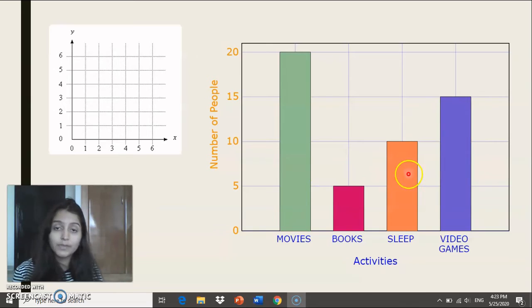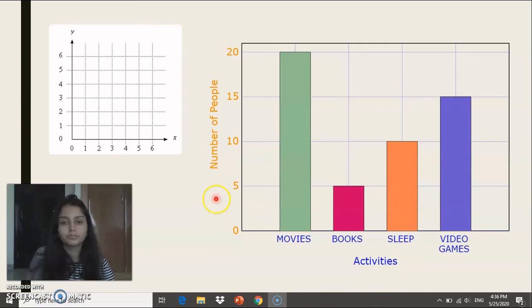Okay, sometimes they can also ask you, how many more people liked watching movies than reading books? In that case, you can see that the number of people who liked watching movies are 20, and the number of people who liked reading books is just 5. So since 20 is greater than 5, you can subtract 5 from 20 and you will be left with 15. So your answer is 15 more people liked watching movies than reading books.